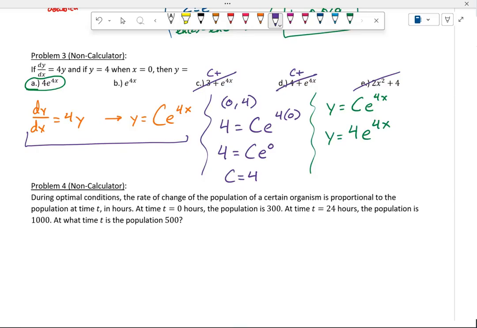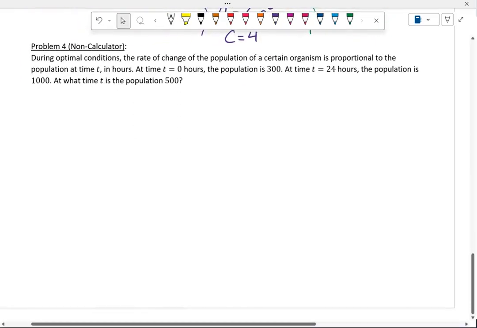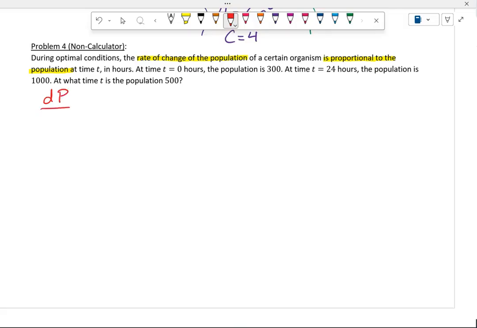All right, any questions on problem 3? All right, problem number 4. During optimal conditions, the rate of change of the population of a certain organism is proportional to what? The population. So that is the rate of change of the population. So how would I write that differential equation? What would be my setup for that? It wouldn't be dy and dx. What would it be in this case? dP over dt, we're dealing with time, equals, it's proportional to the population. How do we write that?